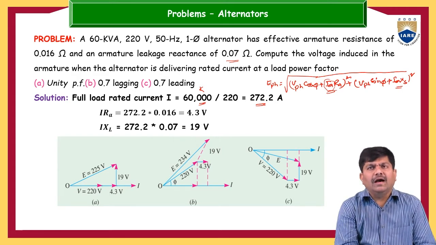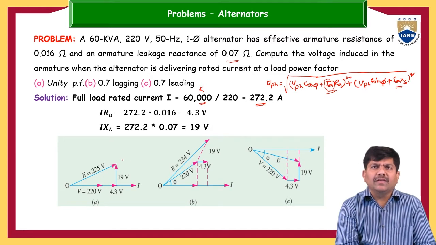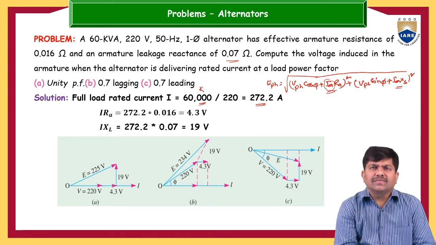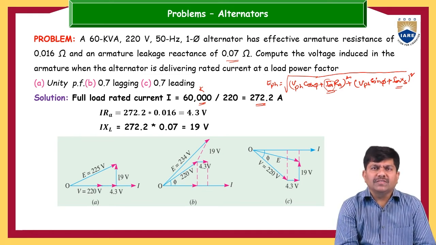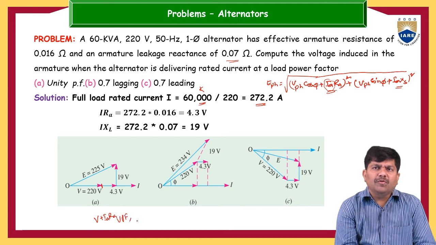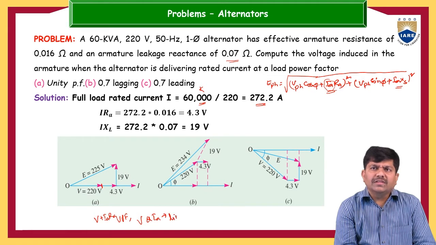You can also draw the phasor diagram by taking the voltage as the reference axis. Please refer to our previous videos of alternators and single phase transformers for better understanding of these phasor diagrams. So from 0 up to voltage, and then V plus IaRa, because for unity power factor, V and Ia are in phase quantities.